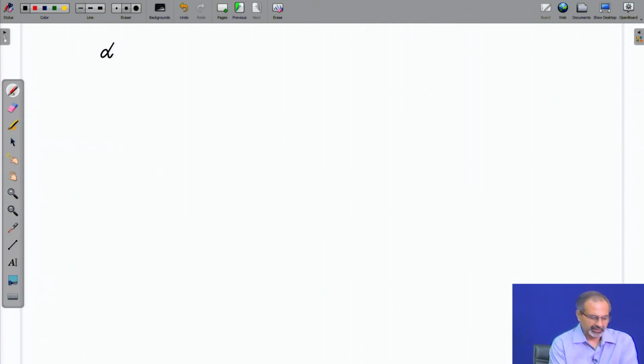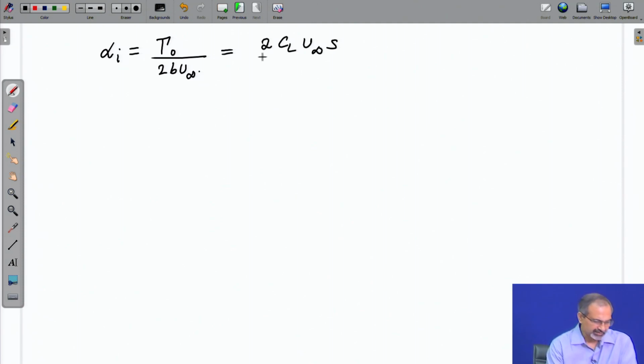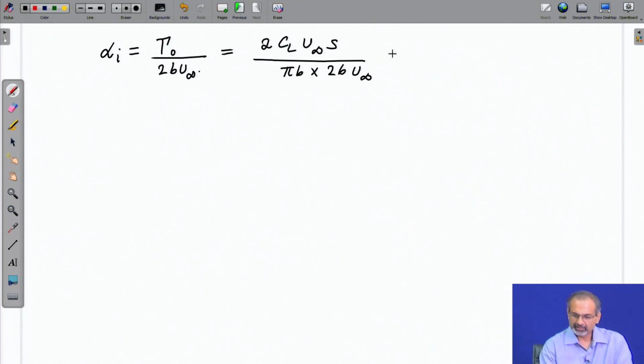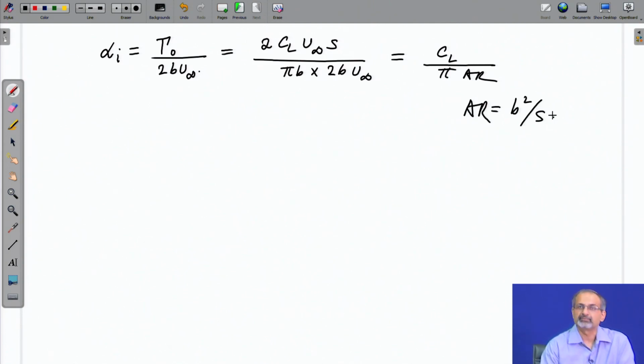What about the induced angle of attack? Induced angle of attack is gamma naught by 2 b u infinity, which is nothing but 2 CL u infinity S by pi b into 2 b u infinity. And then once you work it out, it will come out to be CL by pi AR, AR being the aspect ratio of the wing, which by definition is b square by S. That means the induced angle of attack comes out to be CL by pi AR.